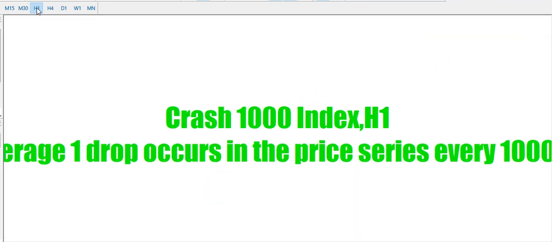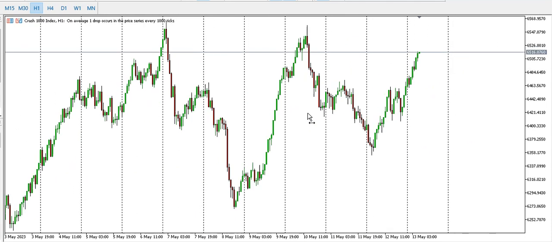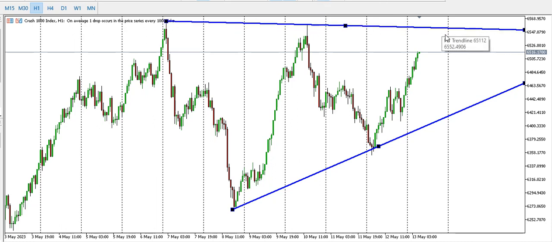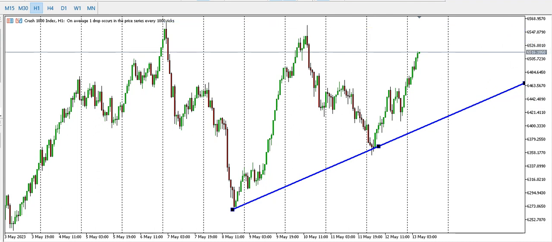Let's look at the 1 hour time frame. On the 1 hour time frame, we can see the range, like a triangle. Price is forming a triangle, so you might expect it to test the top of the triangle here, then bounce down, test up, bounce down until we have a breakout to the top. But for now, Crash 1000 is buying. Look for buying opportunities on the 1 hour time frame.